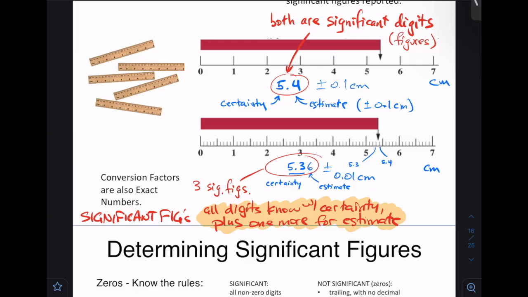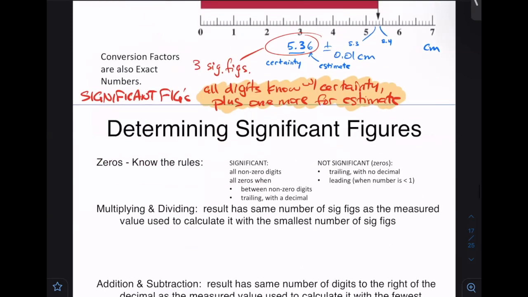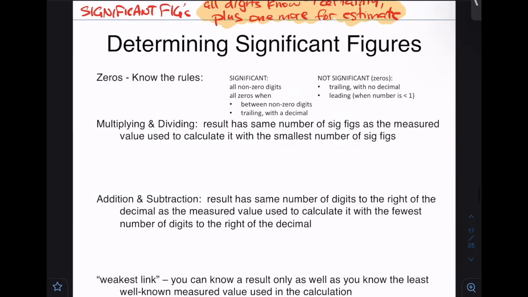Now, when you start making calculations with your measurements, that's where some of these other rules come into play. And the rules, I'm not going to go over these rules step by step for you. You can read these in the textbook. You can look at about 100,000 different YouTube videos that explain the rules of significant digits and how to use them when you're multiplying and dividing or adding and subtracting.